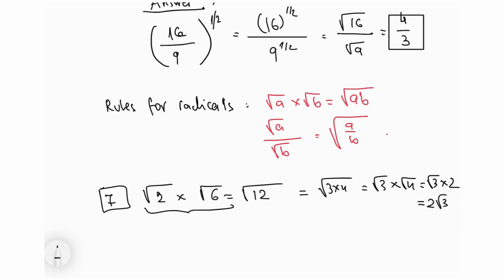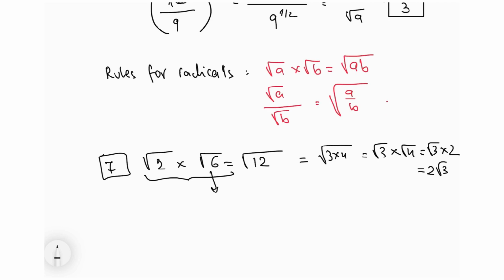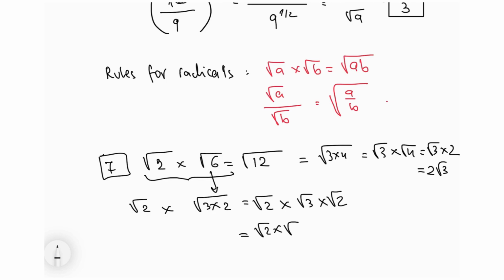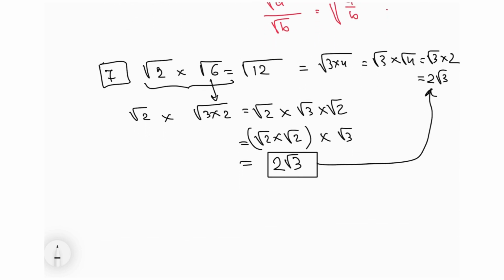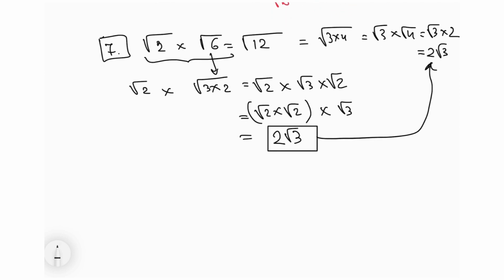There is yet another way. For example, square root 6, so square root 2 times square root 6, we rewrite. You can write 6 as 3 times 2. And that is now square root 2 times square root 3 times square root 2. Now you can use the commutative law. And this is square root 2 times square root 2 is 2, so 2 square root 3. And you can see that it is the same answer as here. So there are different ways to solve the problems.